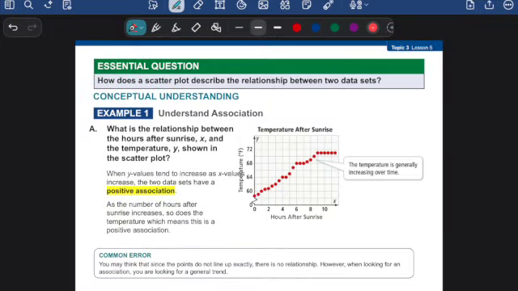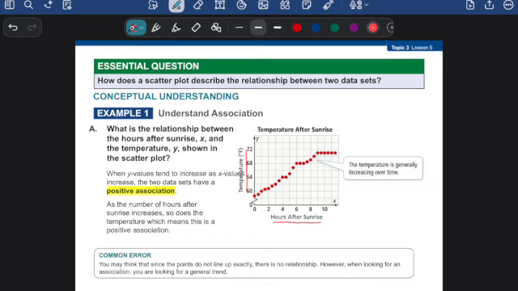Example 1, understanding association. Here we have another graph, and we're measuring temperature after sunrise. Our input, or our x-axis, measures the hours. Again, our units of time are generally going to be on the x-axis. And our y-axis, or our output, is measuring the temperature outside.